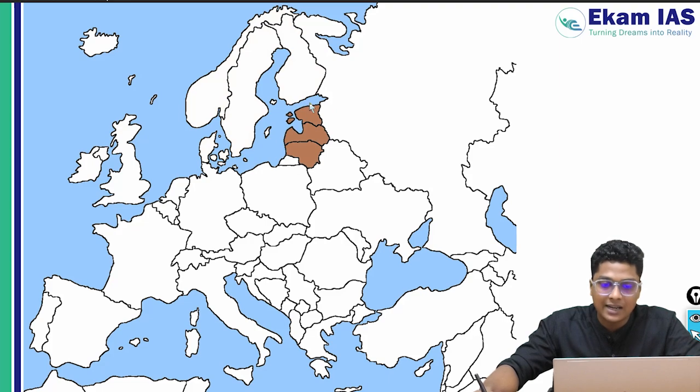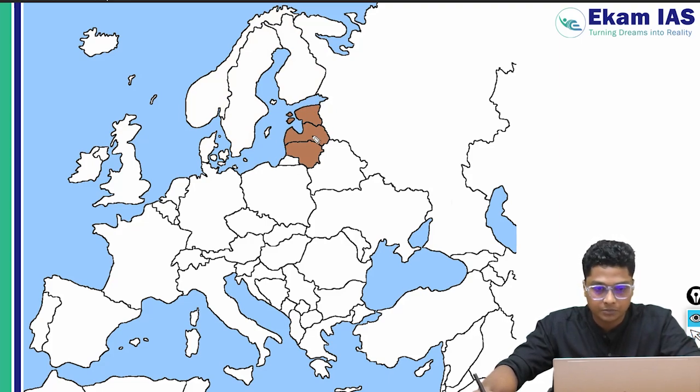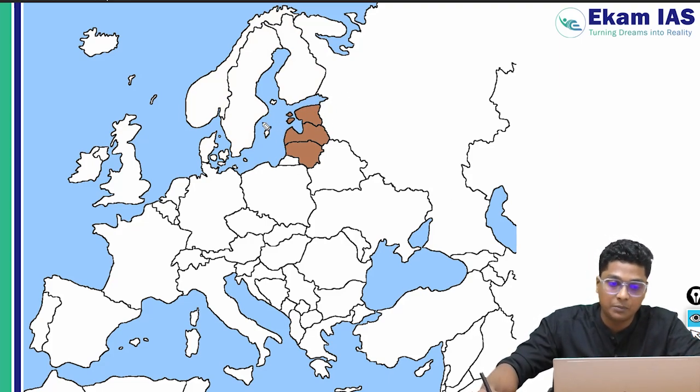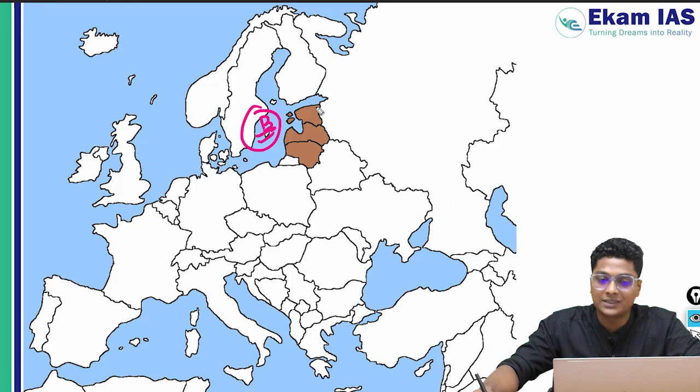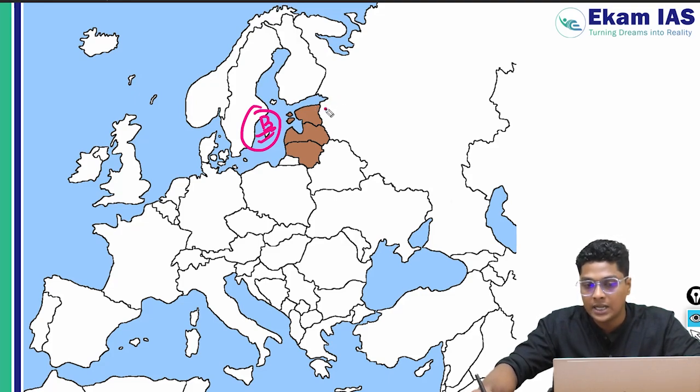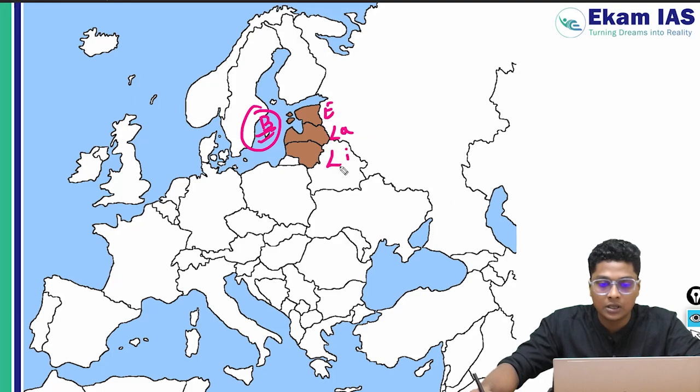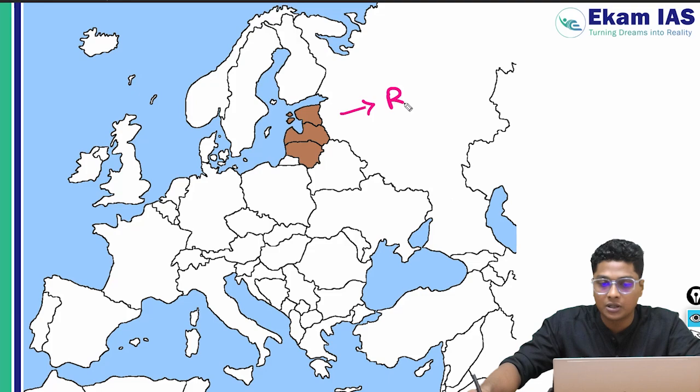Next, these three nations are generally called the Baltic nations. This is the Baltic Sea. Here we have three nations, study in the same order: Estonia, Latvia, Lithuania. These three nations are in alphabetical order. Here we have Estonia, Latvia, Lithuania. And this region, this is Russia.